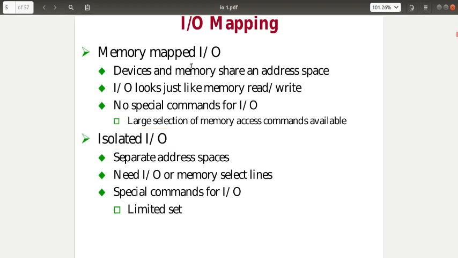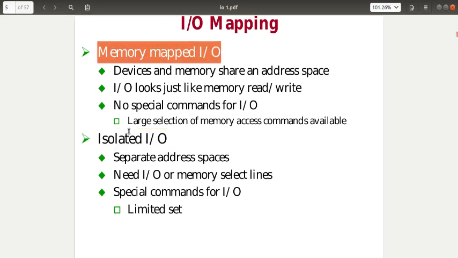The other method is memory mapped IO. The first is isolated IO or IO mapped IO. The other is memory mapped IO. Here, there will be an address space, a certain range of addresses from 000 something to FFFF something, depending on the number of bits of the address line, that is usually assigned for memory, right? In memory mapped IO, what we do is we assign some of these addresses to input output devices.